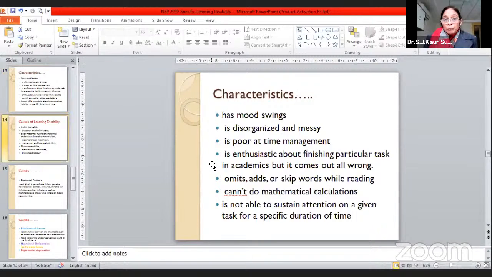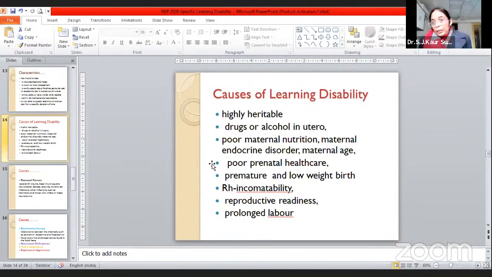Then another is causes of learning disability. Now why does learning disability happen? What are the causes? There is no single cause or a group of factors. It has not yet been identified which we can say directly causes learning disability. There is no one cause, or two to four causes, which we can directly say that because of it, the child has a learning disability.